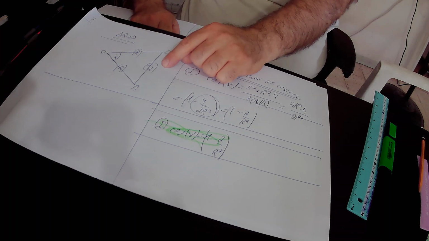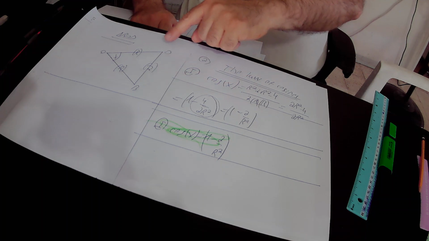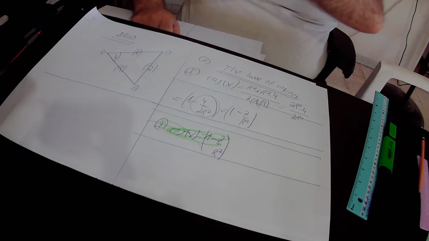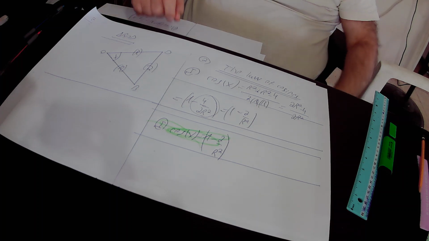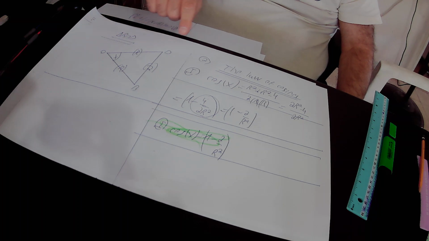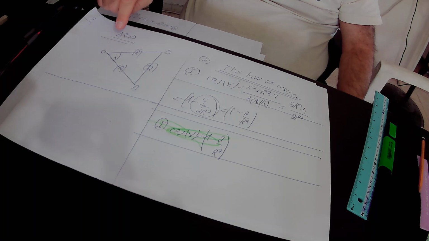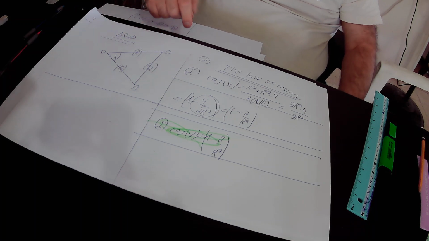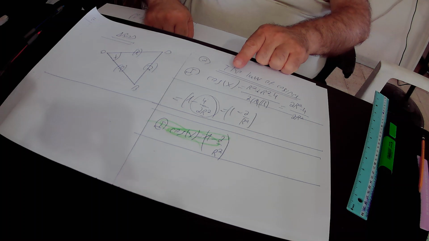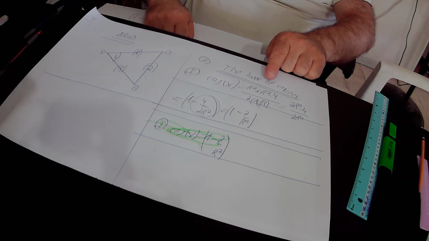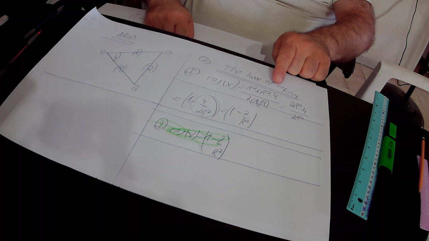DB equals 2 according to what is given in the question. The angle DOB equals X. According to the law of cosines, in this triangle DOB, cosine X equals OD square plus OB square minus DB square over 2 times OD times OB. So cosine X equals OD square. OD is R, therefore OD square is R square, plus OB square. OB is R, therefore OB square is R square, minus DB square. DB is 2, therefore DB square is 4, so it is minus 4.